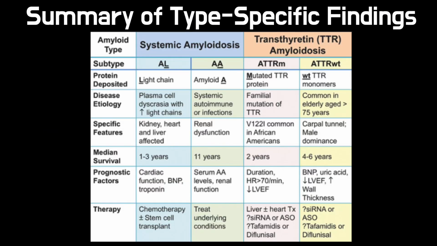So this is the summary table of all the type specific findings. You can go into that to revise, right? Talking about median survival, the median survival of AL type is 1 to 3 years, AA is 11 years, ATTR-M is 2 years, and ATTR-WT is 4 to 6 years. You have to remember this, right?